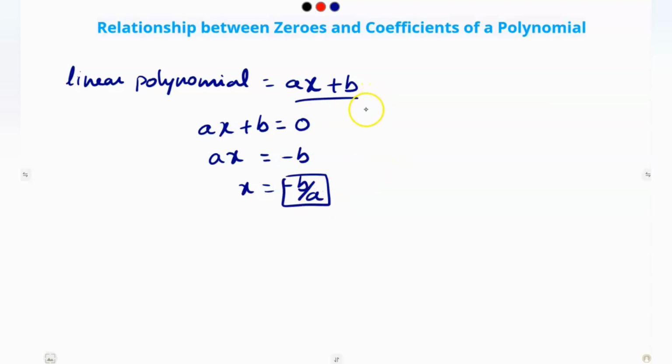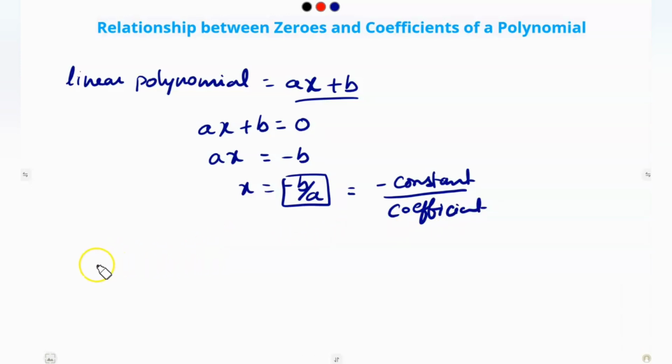So this is the relationship between the coefficients and the zero of this linear polynomial. The zero of this linear polynomial is nothing but minus the constant term by the coefficient of x.